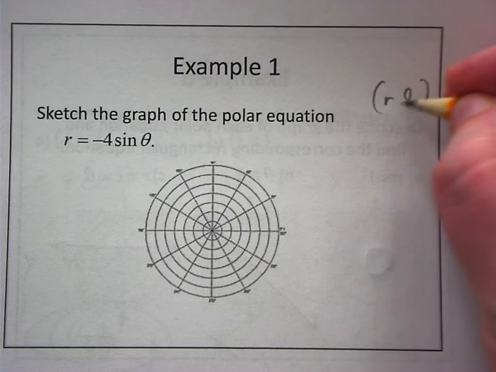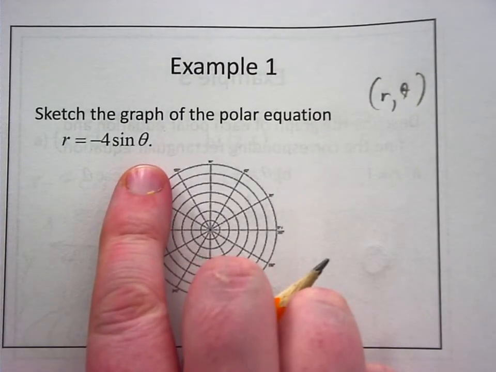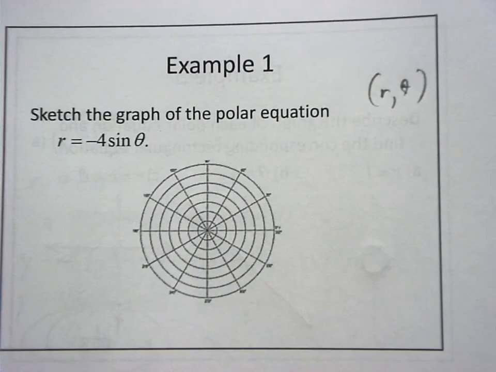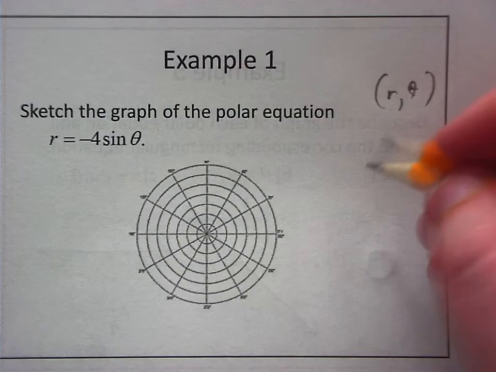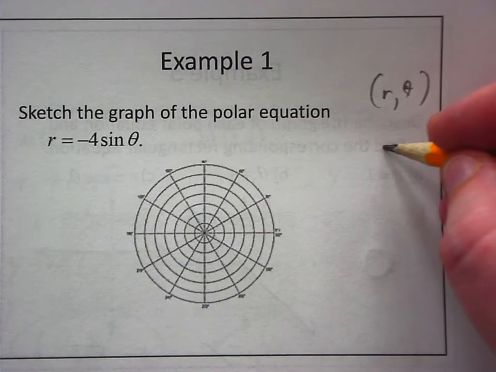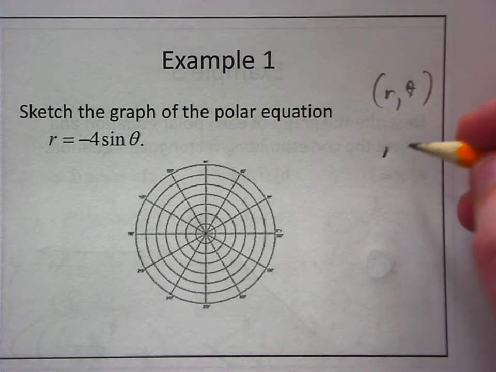What comes first, the radius or the angle? Radius. So r, then theta. So the idea is I'm going to plug in different theta values. Well, do ones you know. Think about the unit circle. If I just look at some easy ones off the unit circle for sine, if I want to find r, what angle is easy to plug into sine?